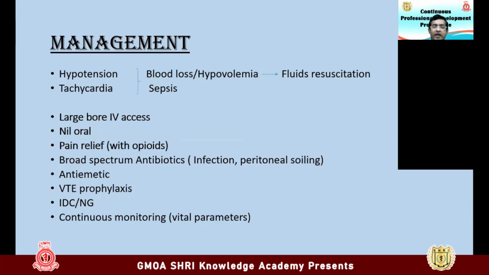You can give some antiemetics, not in bowel obstruction, and you can consider prophylaxis for venous thrombosis. For your management purpose, you can insert a urinary catheter and an NG tube to decompress the proximal gut. And the most important thing is to keep the patient under continuous monitoring. So you can connect this patient to a monitor.